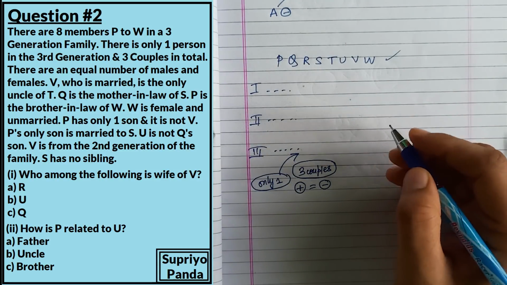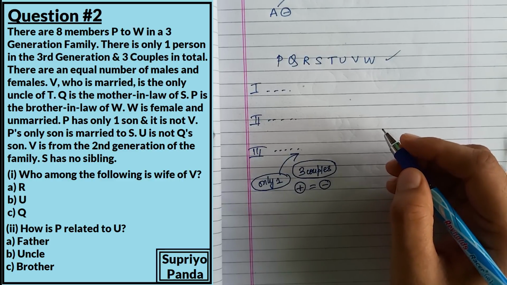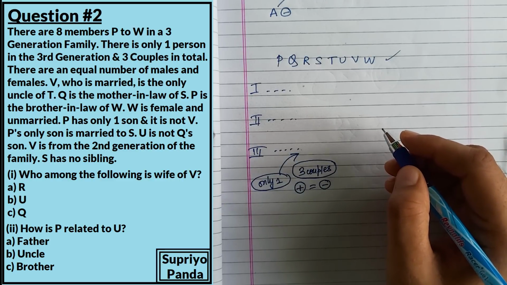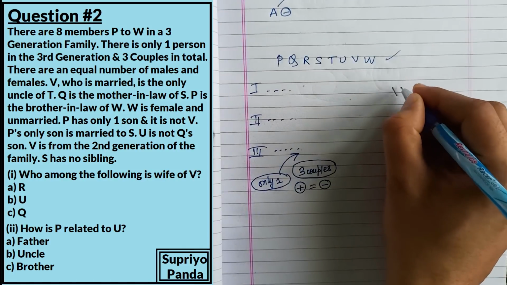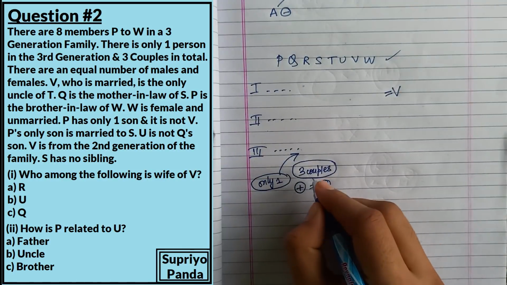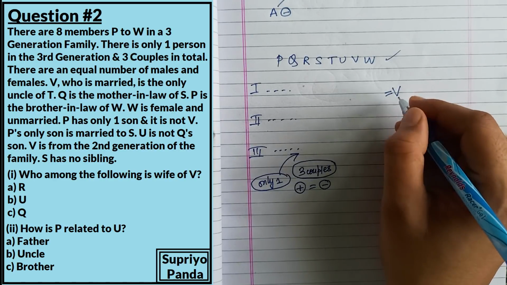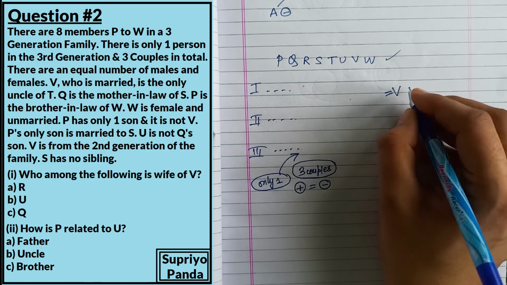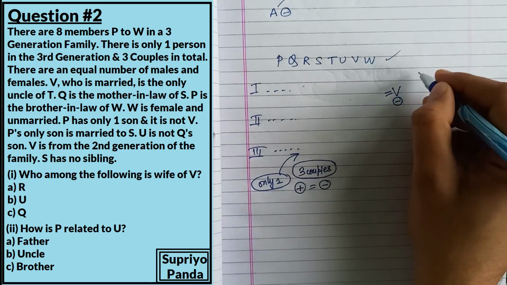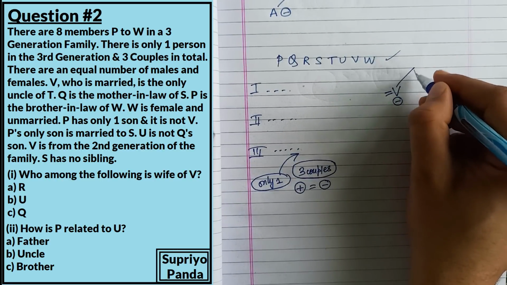So what is the first thing that they have told? V, who is married, is the only uncle of T. Fine. So V is one of the couples. Remember, there are 3 couples. So V is one of the couple and he is married. Is the only uncle of T. So we know the gender of V. Fine. And here there may be other people as well.